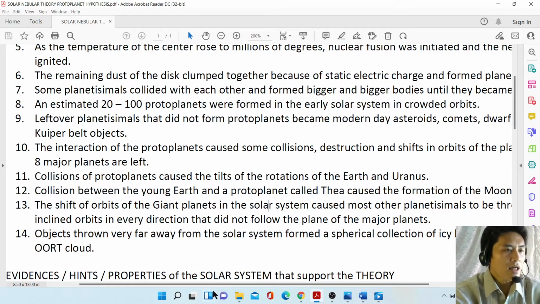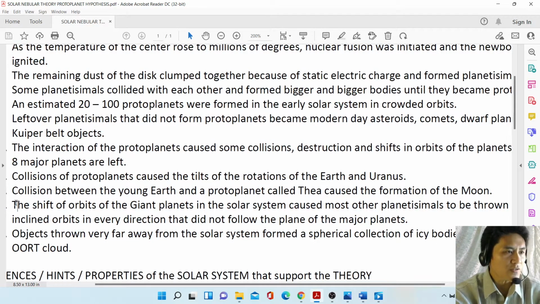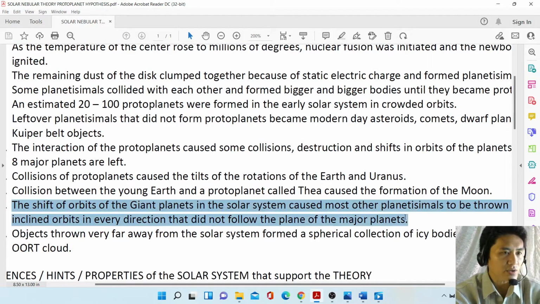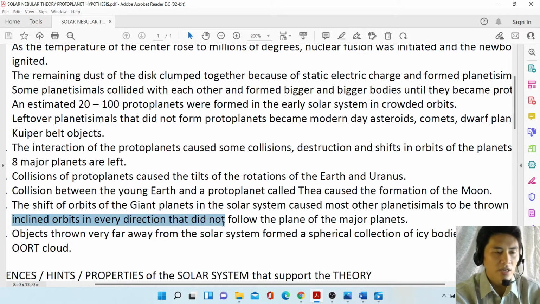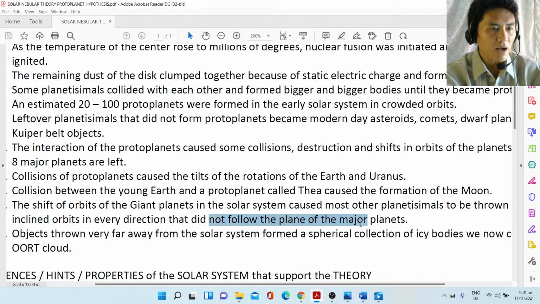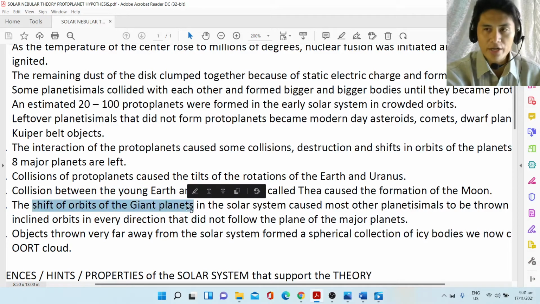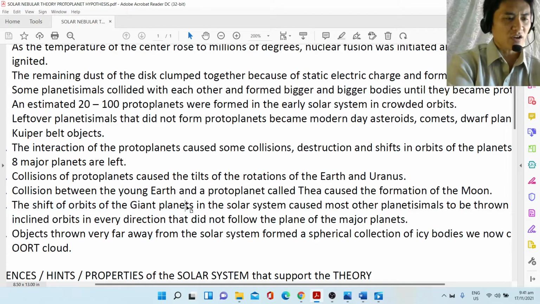Okay, and then finally, we believe that the shift of orbits of the giant planets in the solar system caused most of the planetesimals to be thrown into inclined orbits in every direction, that did not follow the plane of the major planets. So there's this shift of the gas giant planets. So number one, why do we believe that there's this shift? What do you mean by a shift, sir?